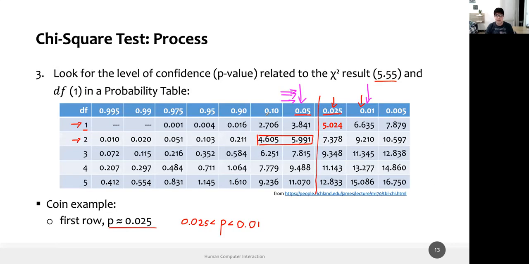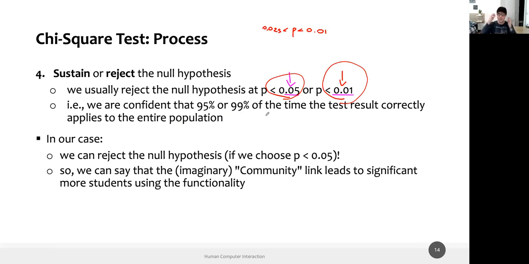But with this data that we have, if we choose P as 0.05, we can reject the null hypothesis and confirm that the community link leads to significantly more students using the functionality than the forum. And so maybe we can consider renaming that in the teaching portal. If we want instead higher confidence, we cannot reject the null hypothesis.